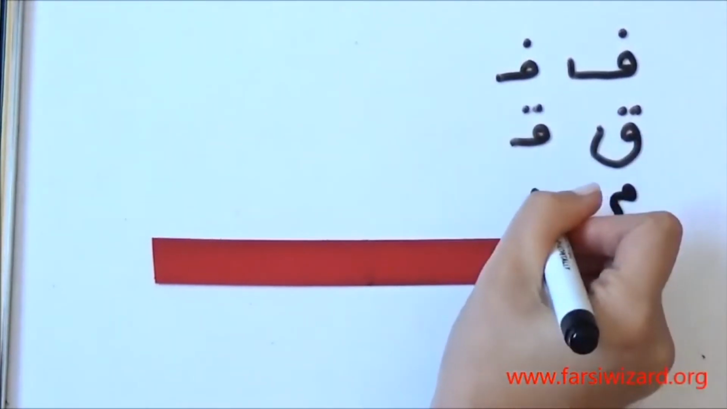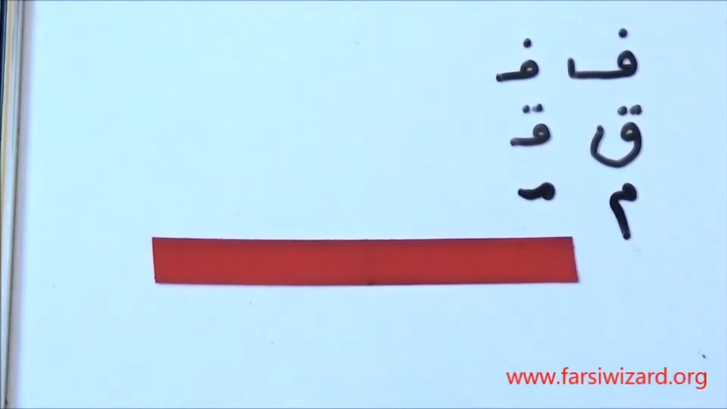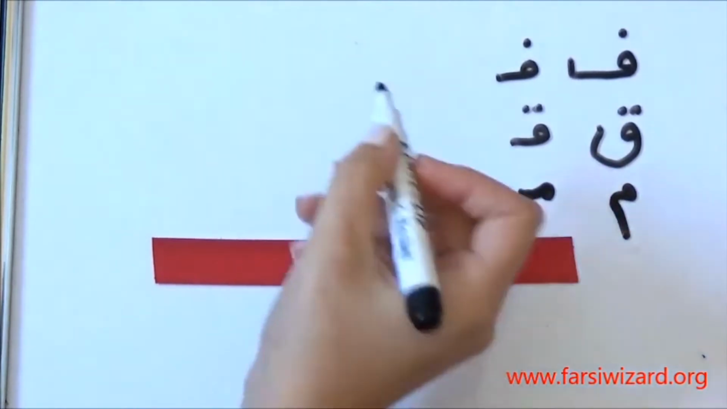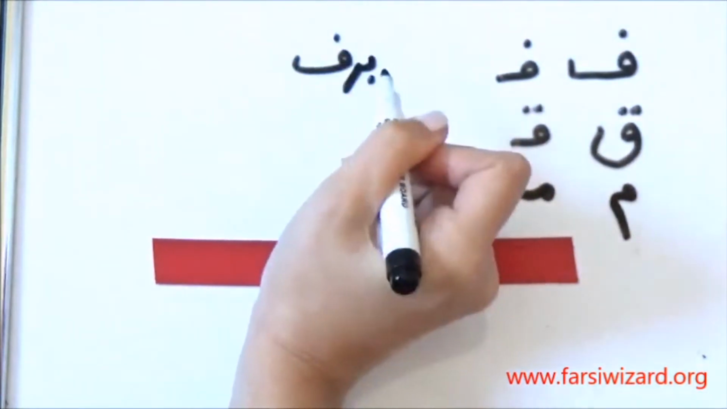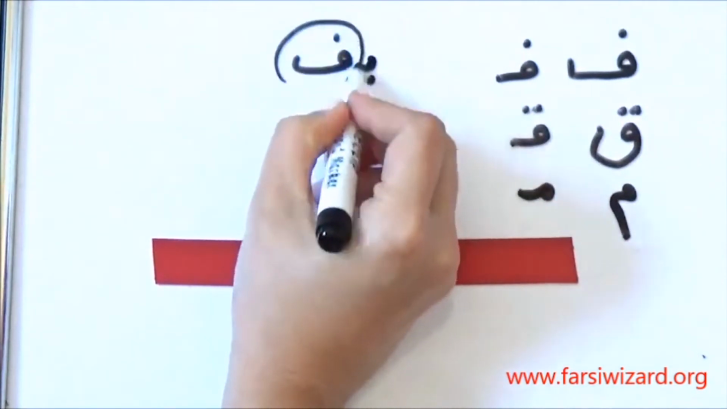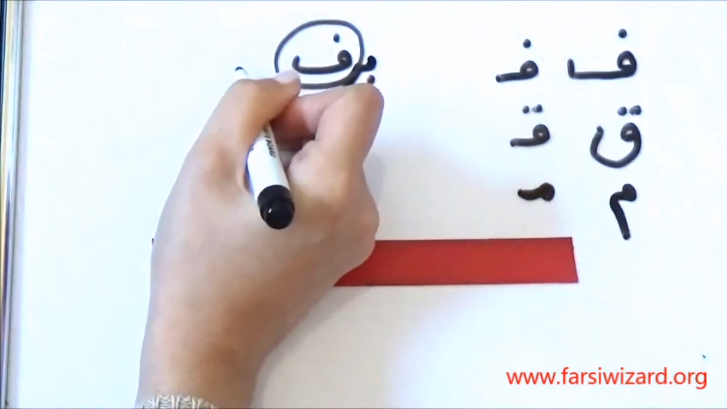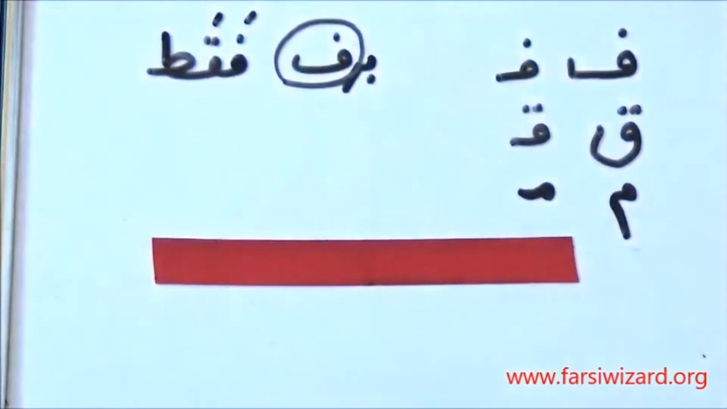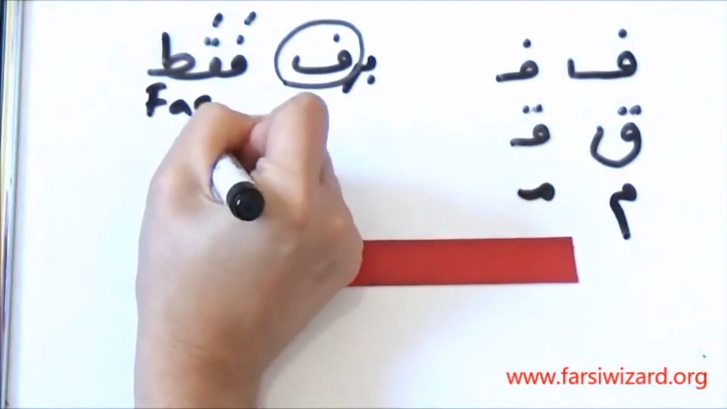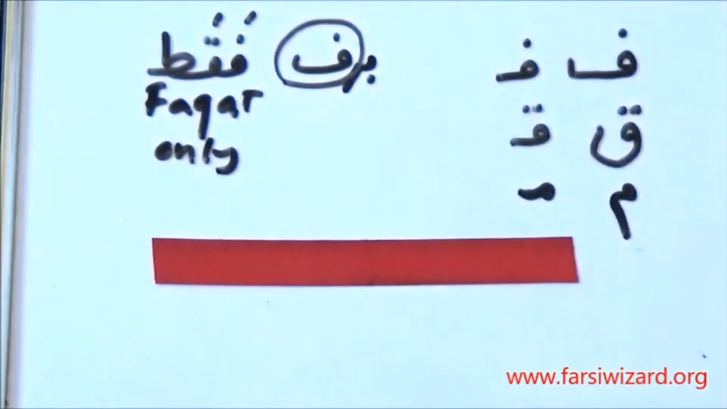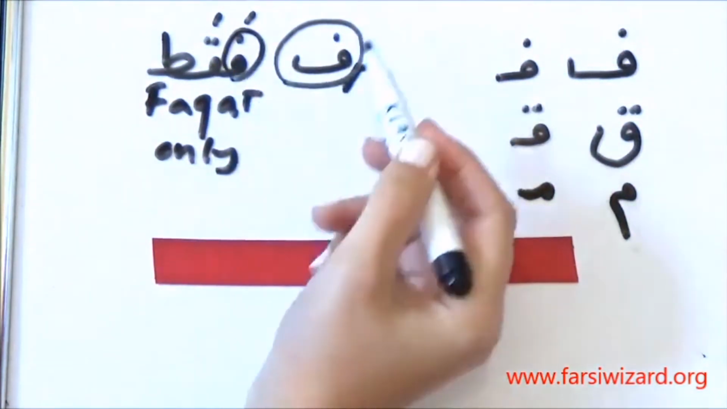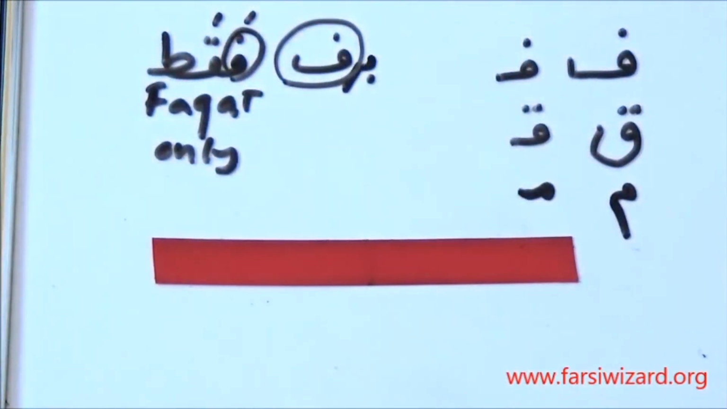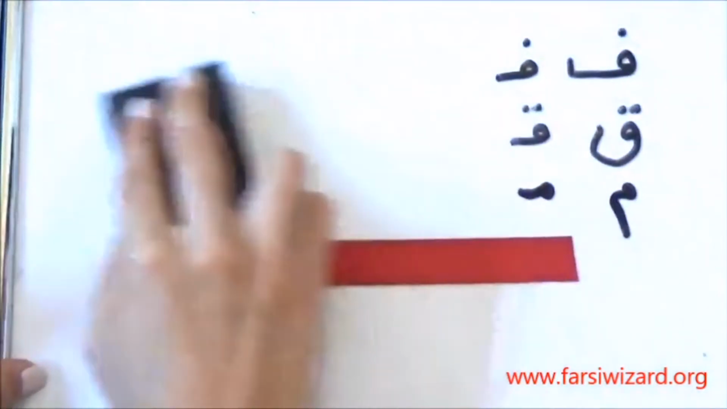Now we're going to deal with more examples. We're going to review the examples we had and we're going to work on more examples. We had barf. Here is the word faqat. Faqat means only. Faqat. Now we're going to the next one.